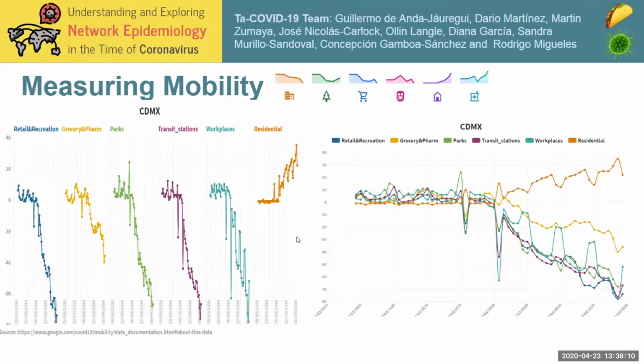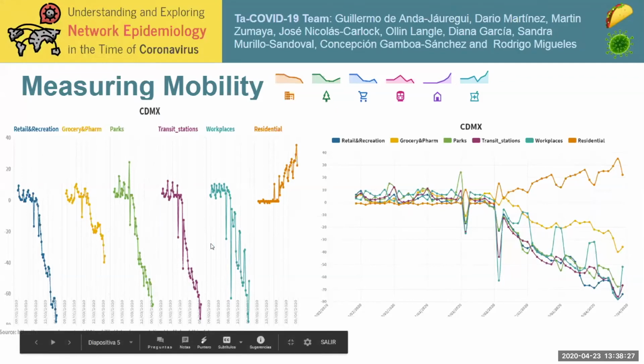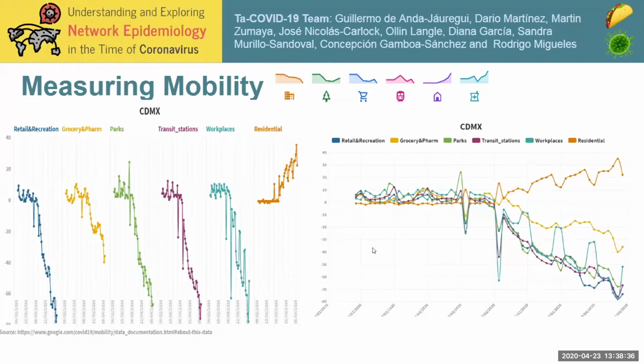As you can see, the mobility by Google has been classified in different aspects: retail and recreation, grocery and pharmacy, parks, transit stations, workplaces, and residential. You can see that in general in Mexico City, all of these areas have received fewer visits, and so there is less mobility into those areas, and residential has been growing. So we wanted to know how much this is enough or not enough in the context of COVID-19.